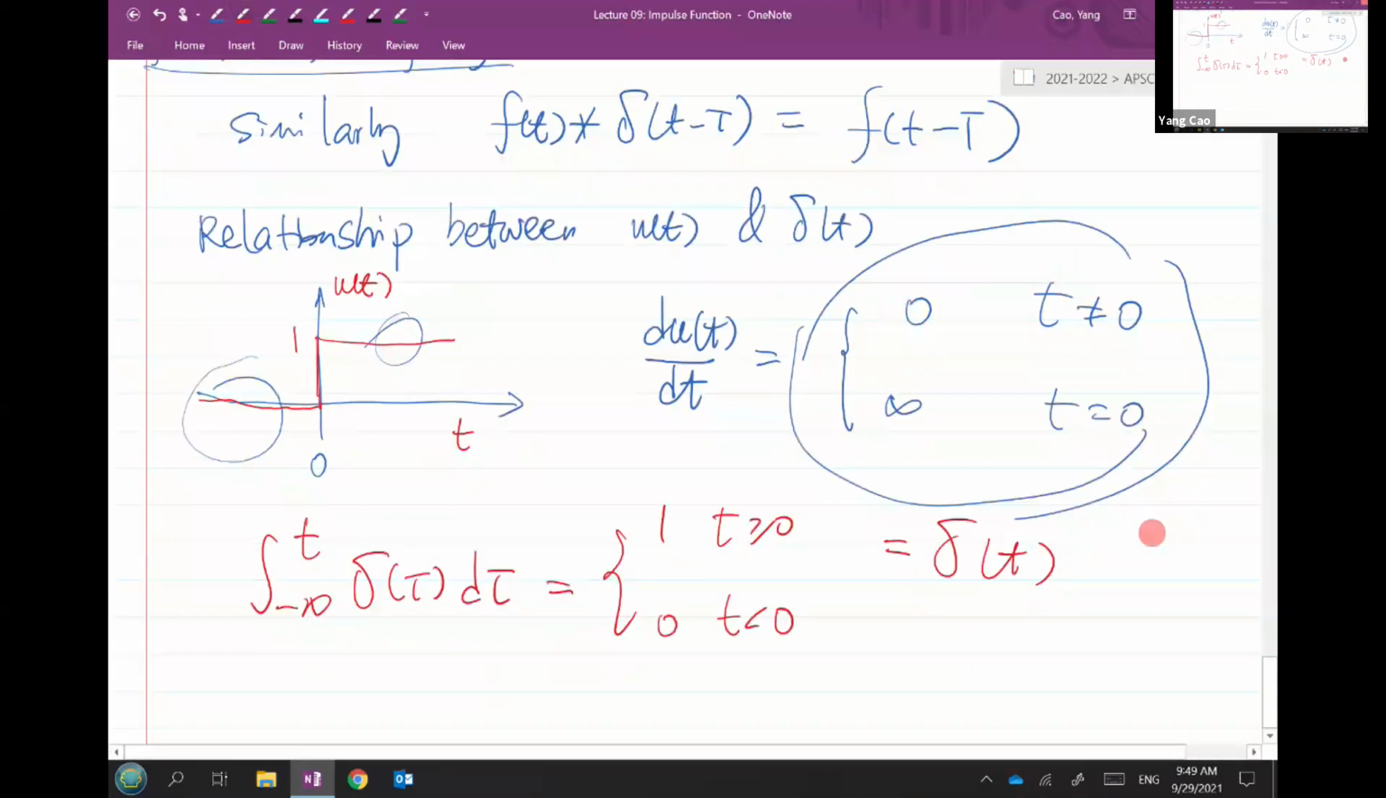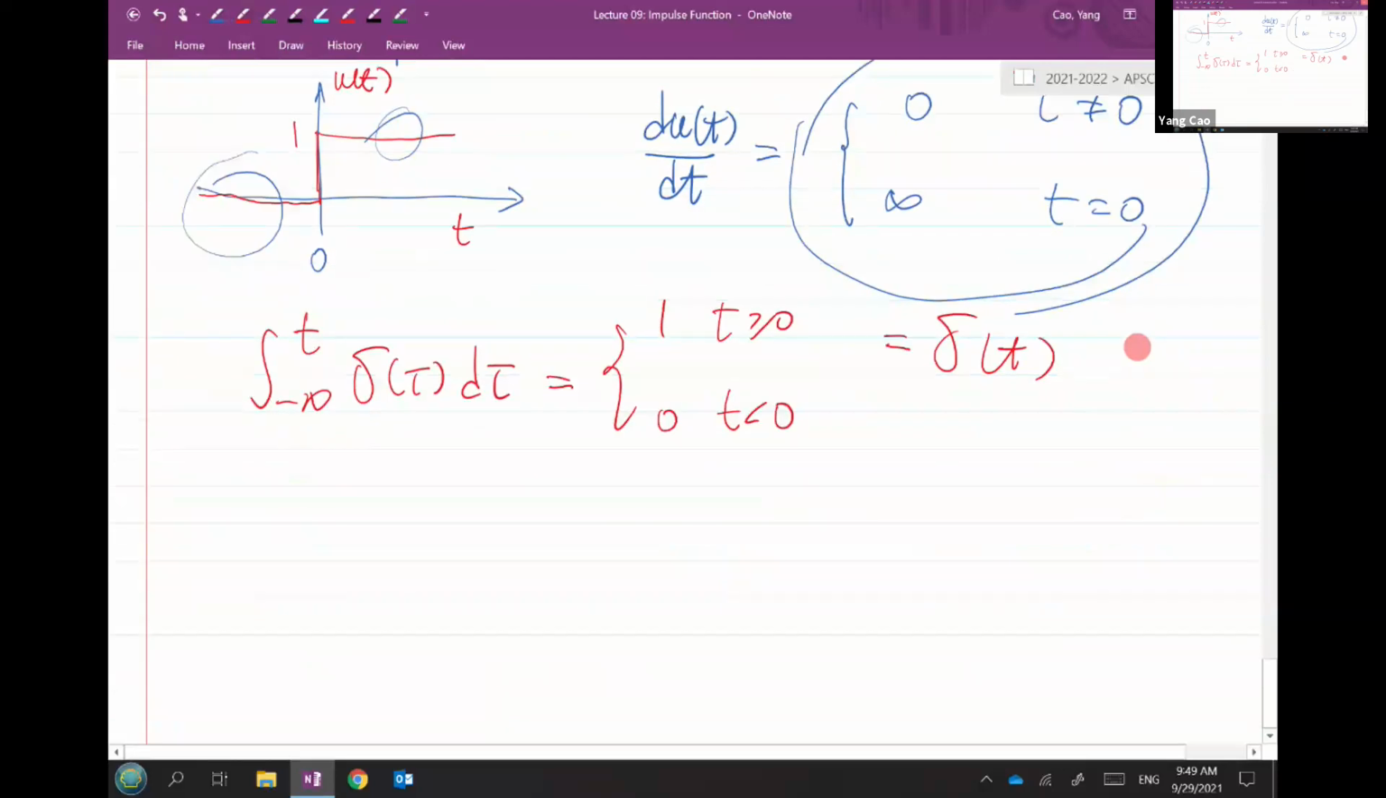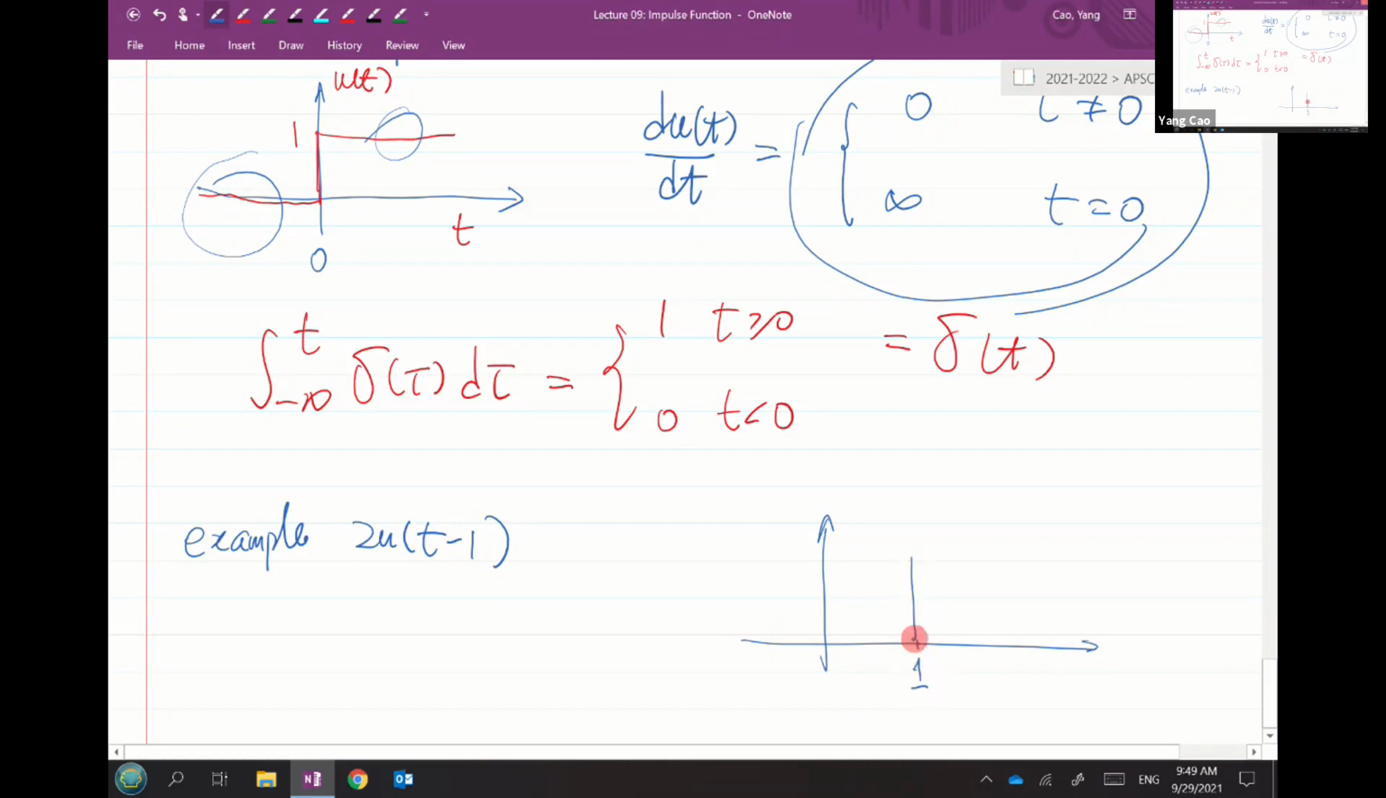Okay. Let me give you a quick example of how you can interpret this. For example, let's say I have a unit step function 2 times u of t minus 1. If I graph this, this is a shifted unit step function. This is 1, and then the value of this is 2. Okay, the scale is not very accurate. That's your unit step function.